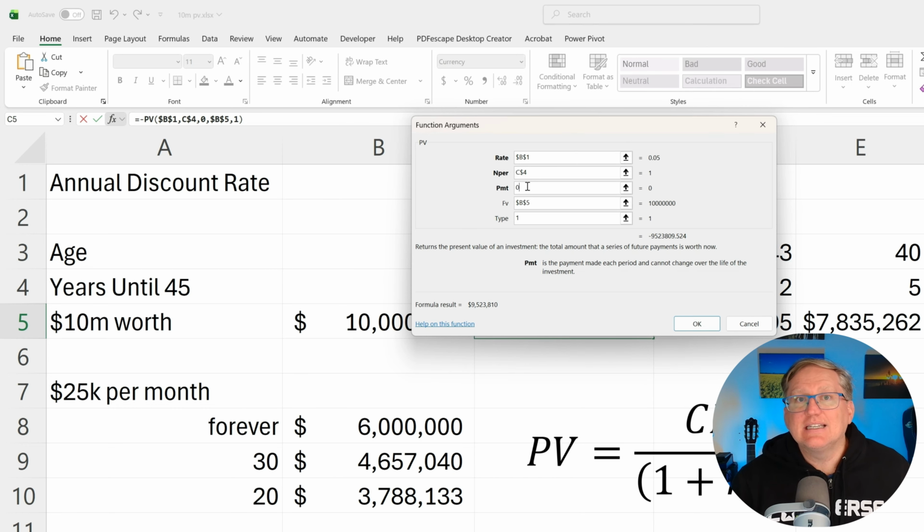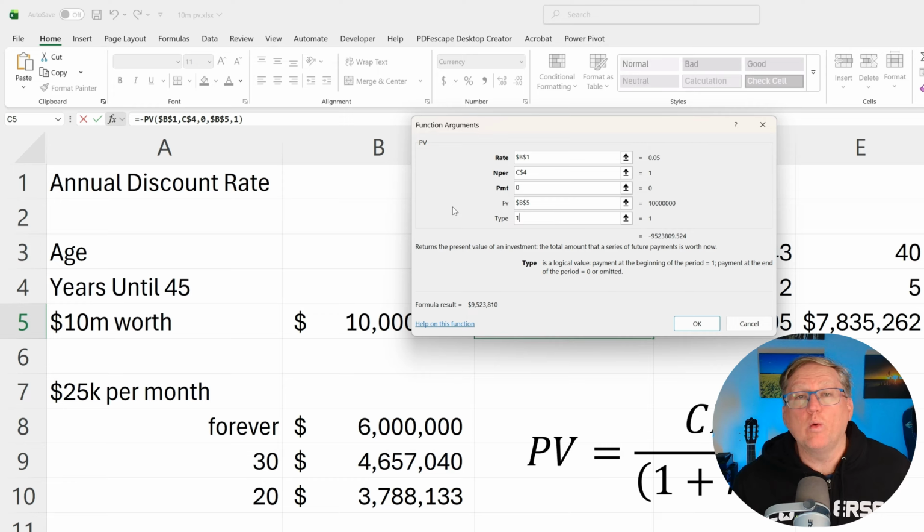In this case, because it was just that lump sum, there weren't any payments. The PMT, our payments, were 0. But if this was an annuity, so maybe it was we get some amount per year and then 10 million at some future point, then we could put our payments in there as well. FV is our future value, so that was that 10 million that we're getting in the future. And then this last one, type, and we've got 0 and 1. In finance talk, this is where we have either an annuity or an annuity due.